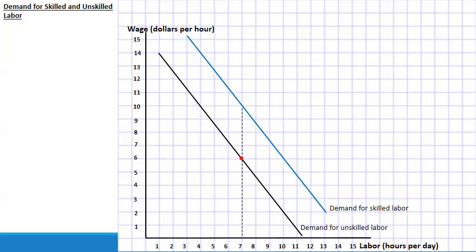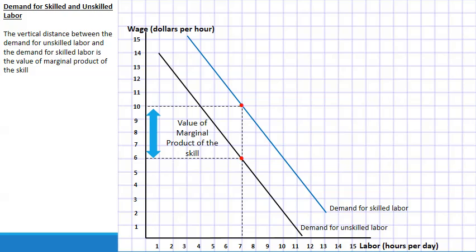In this sense, we see that 7 hours of work is going to put the unskilled laborer at $6 an hour, whereas the skilled laborer is going to make $10 an hour. So we see this difference here, and this vertical distance is the difference in wages between unskilled and skilled labor. So we see that point: the value of the marginal product of the skill. Now that's key. It's the skill itself. It doesn't matter who the individual is. It's the skill that's valuable.